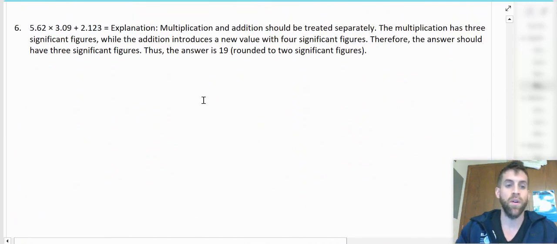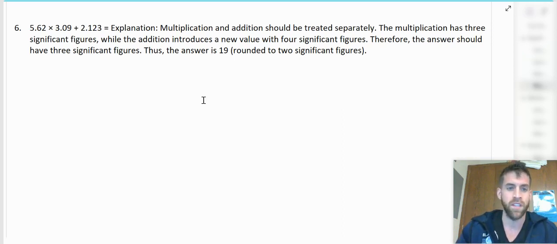5.62 times 3.09 plus 2.123, a little more intermediate. Our explanation here is the multiplication and addition should be treated separately. The multiplication has three significant figures, while the addition introduces a new value with four significant figures. Therefore, the answer should have three significant figures. Thus, the answer is 19.